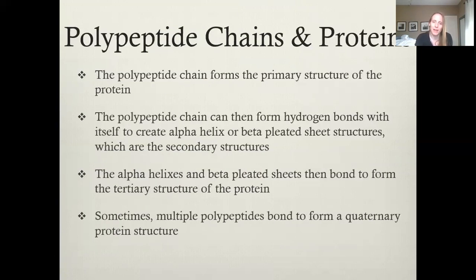If you remember back from Bio 20, the order of the amino acids in the polypeptide chain is the primary structure of the protein. Then when you fold that polypeptide and create different hydrogen bonds in the shape of alpha helixes and beta pleated sheets, those are the secondary structures. Then the alpha helixes and beta pleated sheets can bond to each other to make the tertiary structure. And then if you have a whole other protein come bond with your protein, that is a quaternary structure.